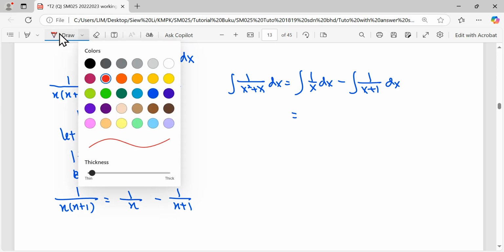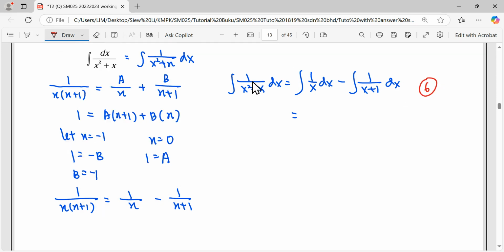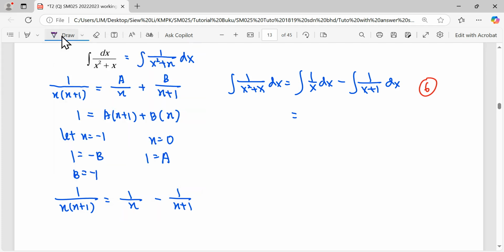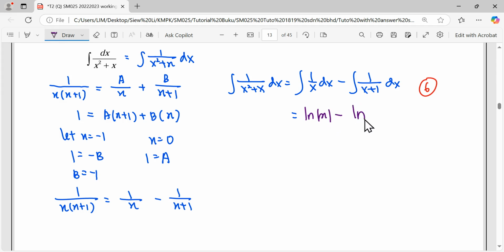So we will use formula number 6 for fractions. So integrate 1 over x, we get ln x. And this one, integrate 1 over linear x plus 1, we get ln (x plus 1) over the coefficient of x, which is 1, so it doesn't change anything. Finally, done with plus c.